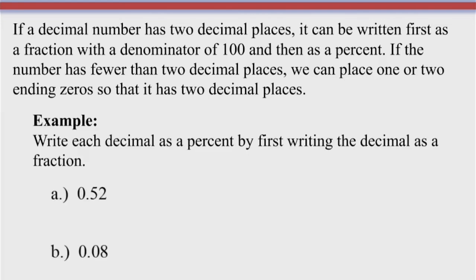If we wanted to write each one of these as a percent, we can first change them into the fraction that they represent. 52 over 100, and that is directly translatable into percents as 52%. If we have 0.08, that would be 8 over 100, directly translatable into percents.